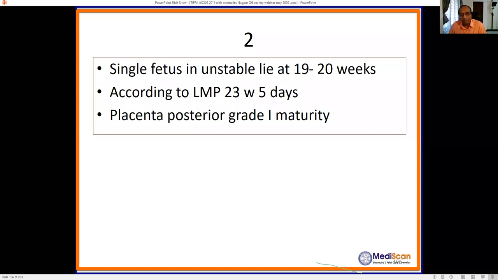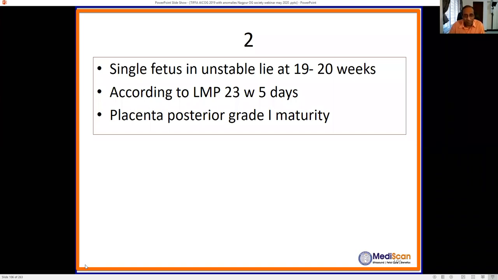Similarly, single fetus and unstable lie. It is very common to say unstable lie at 19, 20 weeks. When you use the word unstable, the parents get very worried that their baby is unstable. I think you should not use these terminologies, because you don't need to know the lie of the baby. The lie of the fetus is only for anatomical evaluation at that point of time. Allow the baby to roam around whichever way it wants. You don't need to worry about it.